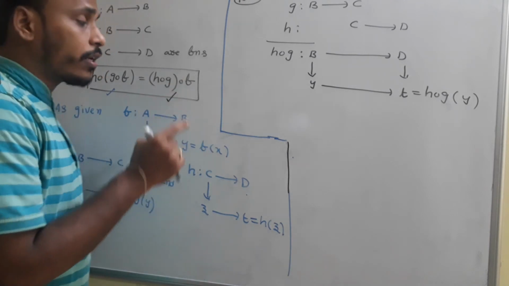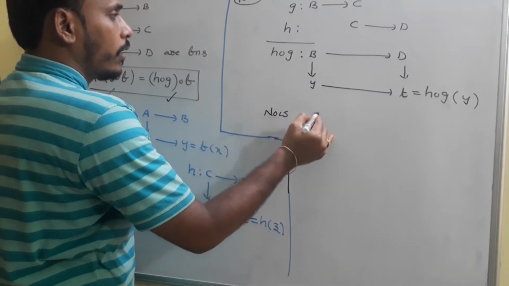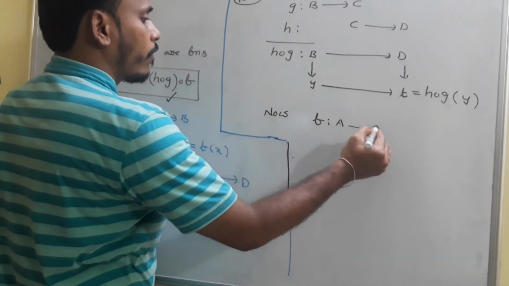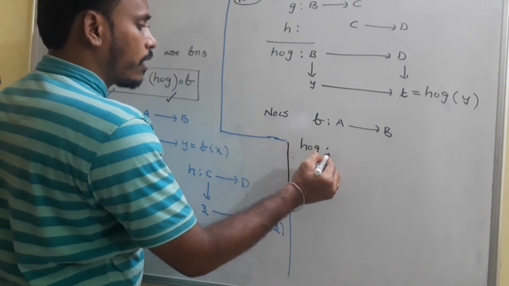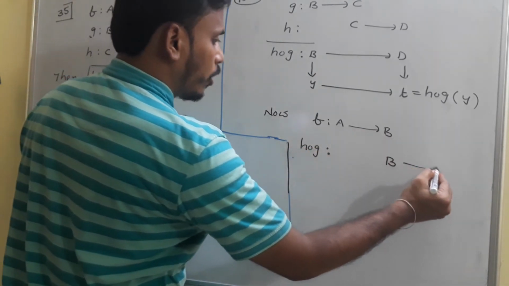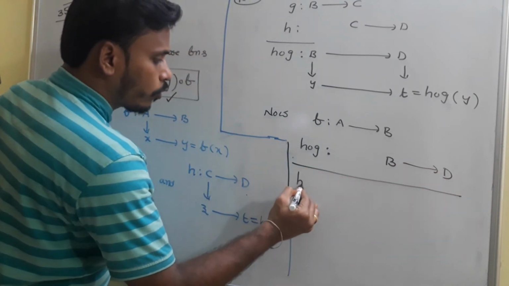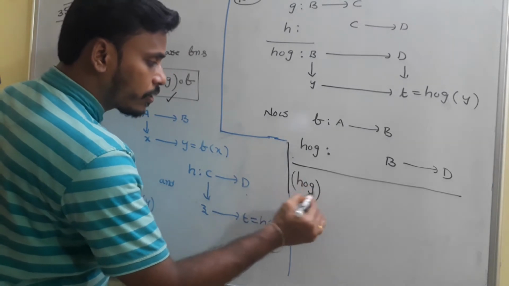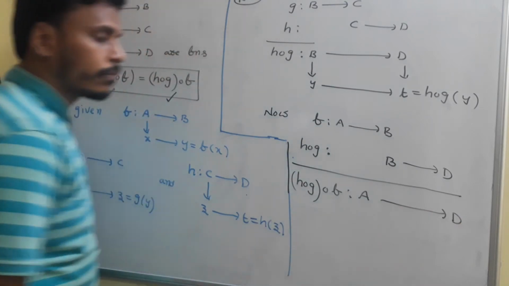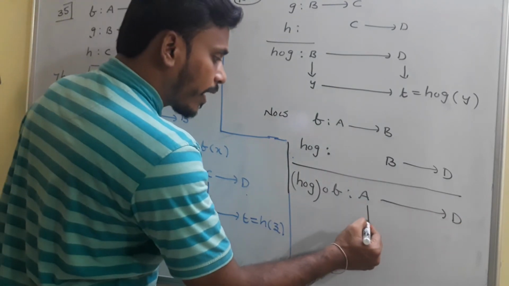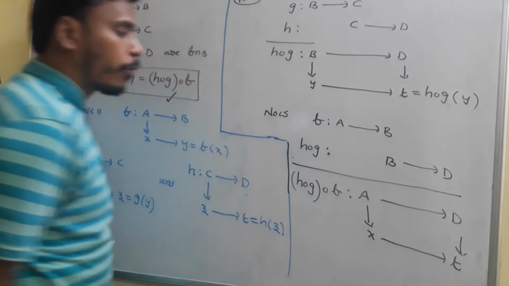Then we need to think about (h circle g) circle f. Now what is f? f is a function from A to B. And what to say about h circle g? h circle g is a function from B to D. And now we need to compose these two. So when you compose these two, (h circle g) circle f is a function from A to D, and it again connects an element x of A to an element t of D by the composite rule.